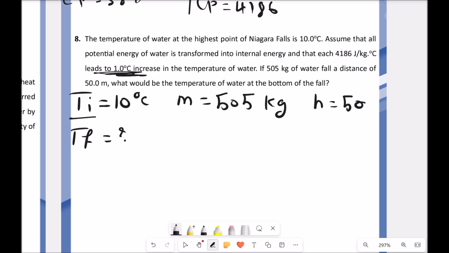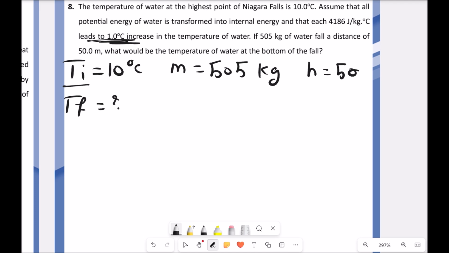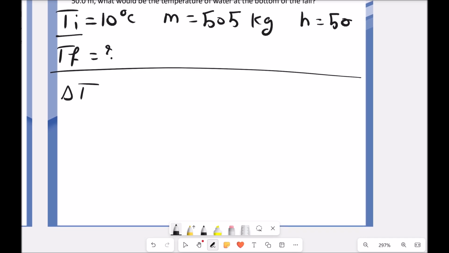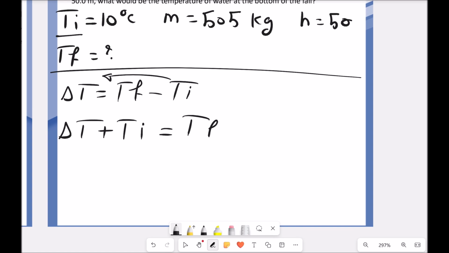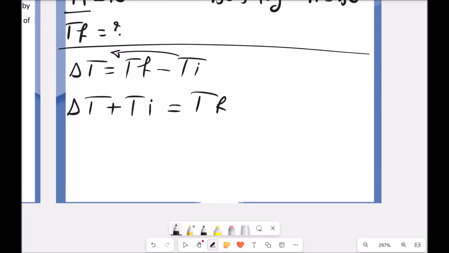Now, here you don't have two substances, you have only one substance, which is water. If you want to find T final, you only have one equation, which is delta T equals T final minus T initial. Take this one here, and delta T plus T initial is going to be T final. Do I have the change in the temperature of the water? No, I only know the initial temperature of the water. So I'm going to first find this one, put it here, and then find delta T.